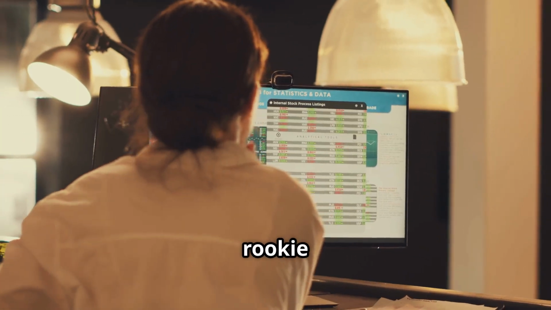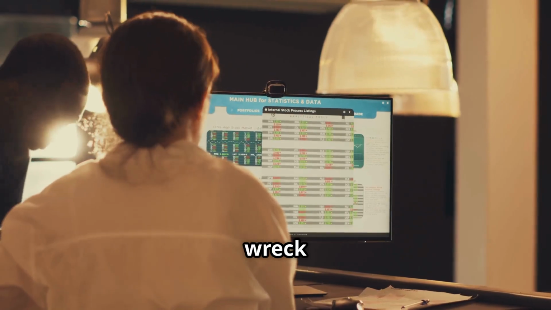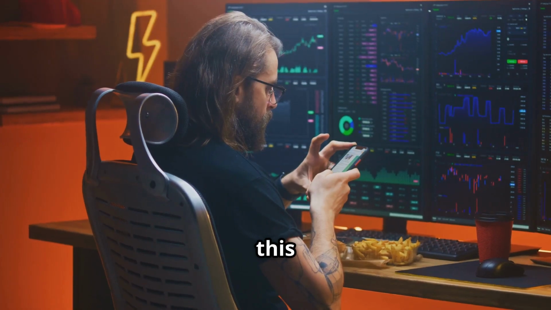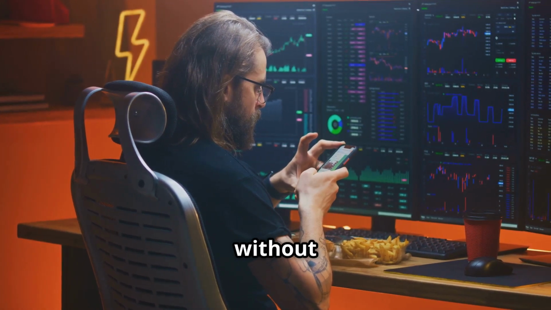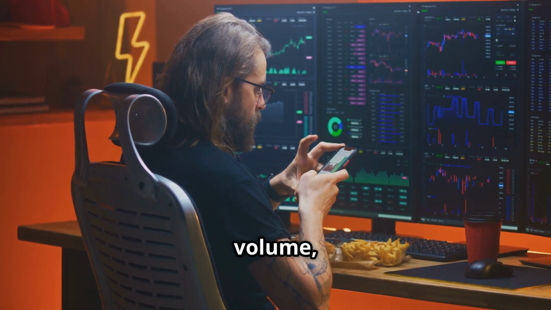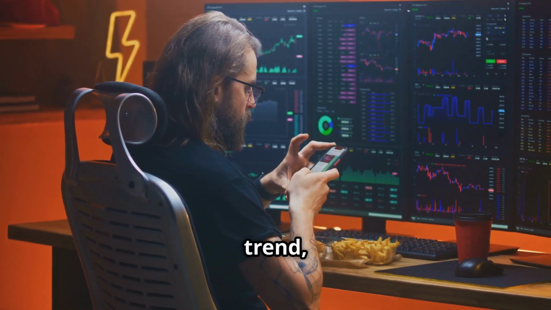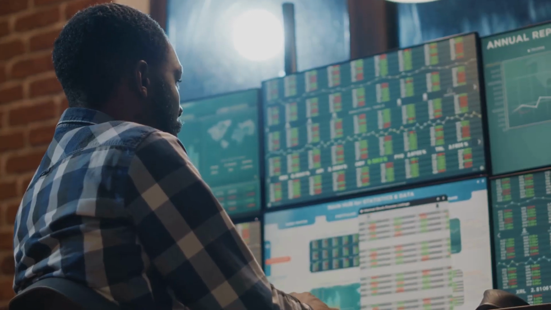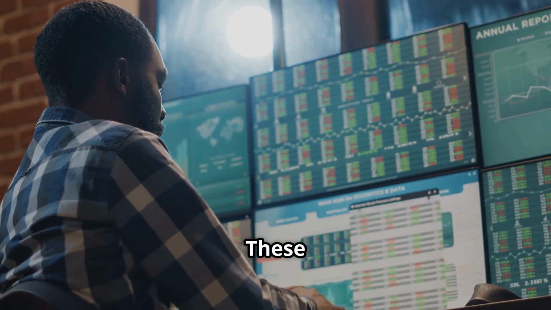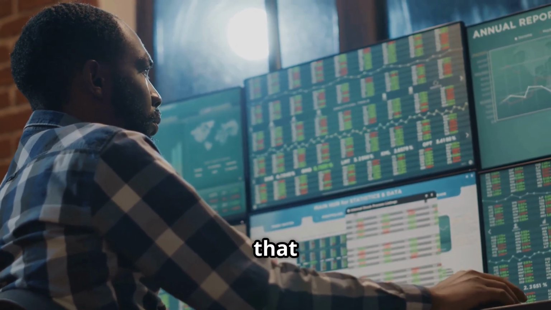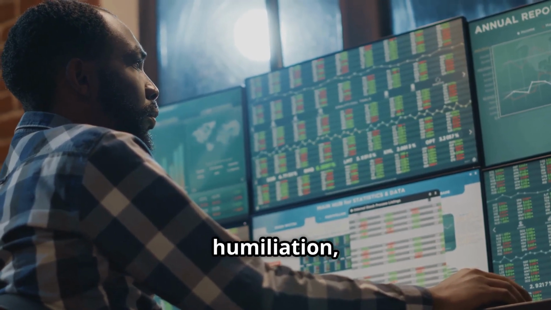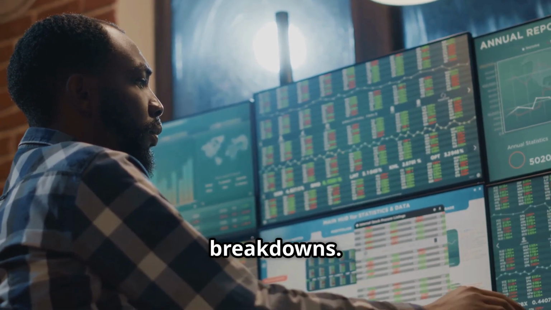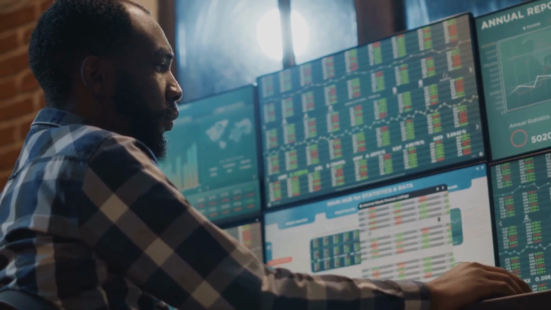Watch out for rookie mistakes that wreck traders. Want to get wrecked fast? Just do this. Overtrade levels without confirmation. Ignore volume, trade against the trend, and get pissed off and chase losses. These are the pitfalls that lead to humiliation, blown accounts, and emotional breakdowns. Don't be another Forex casualty.